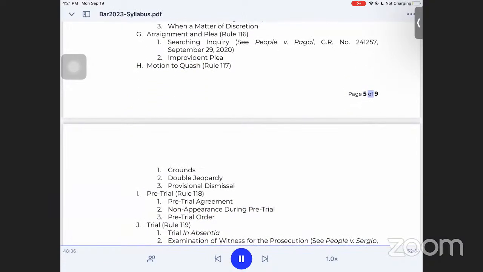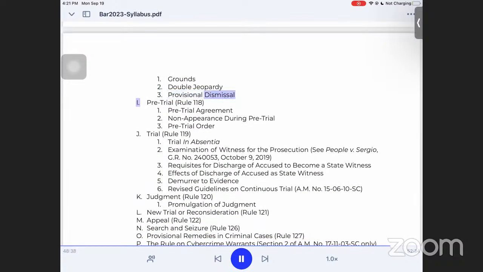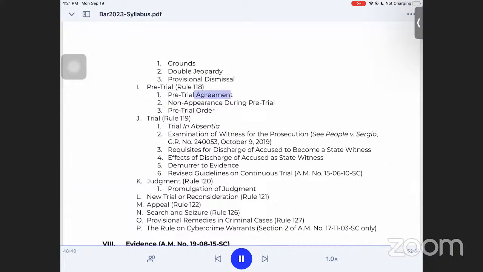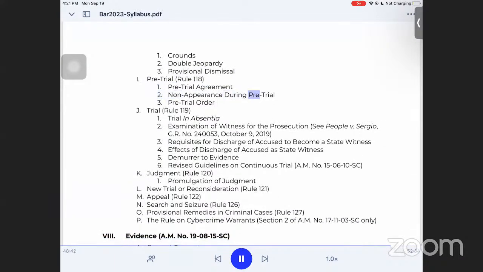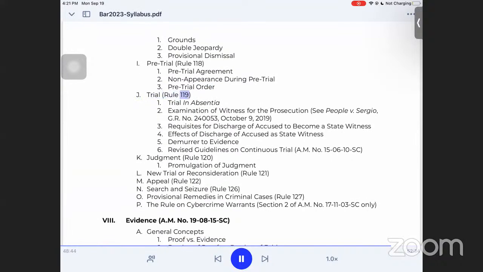Page 5 of 9. 1. Grounds. 2. Double jeopardy. 3. Provisional dismissal. I. Pre-trial, Rule 118. 1. Pre-trial agreement. 2. Non-appearance during pre-trial. 3. Pre-trial order. J. Trial, Rule 119.